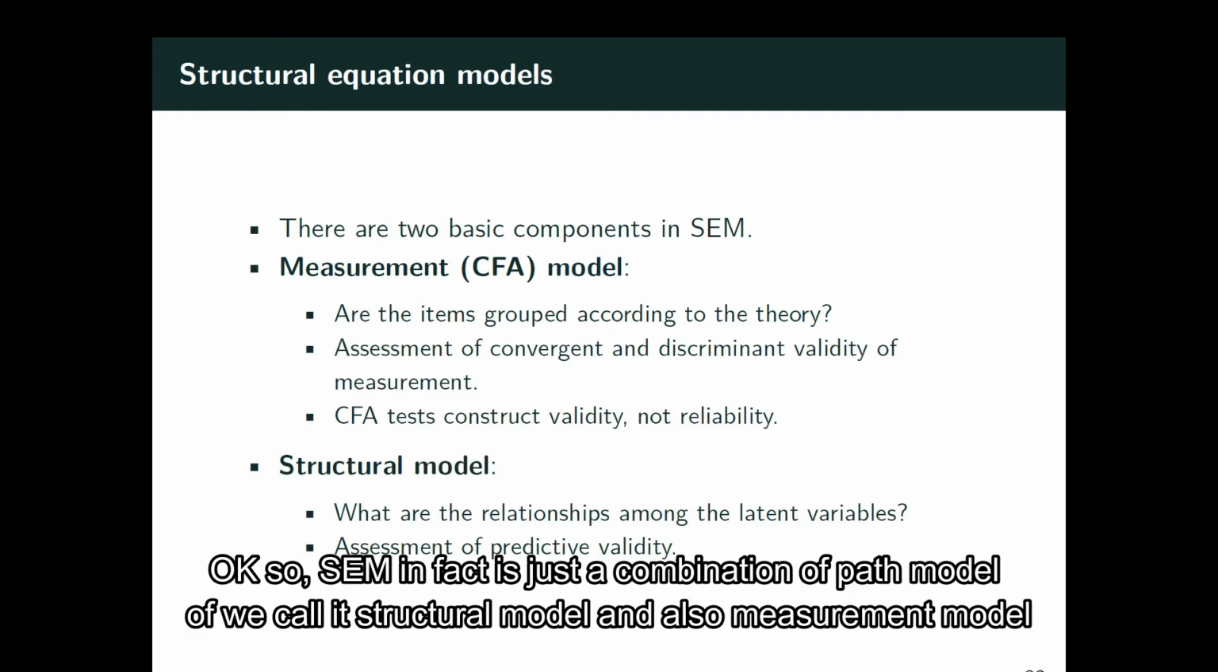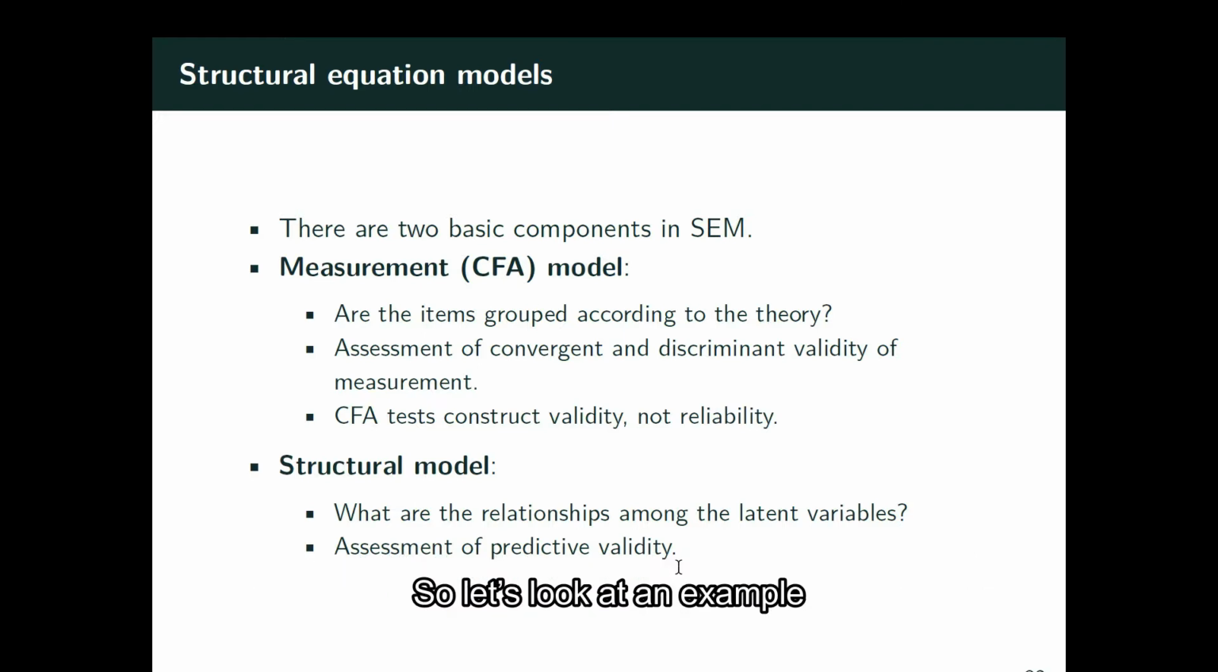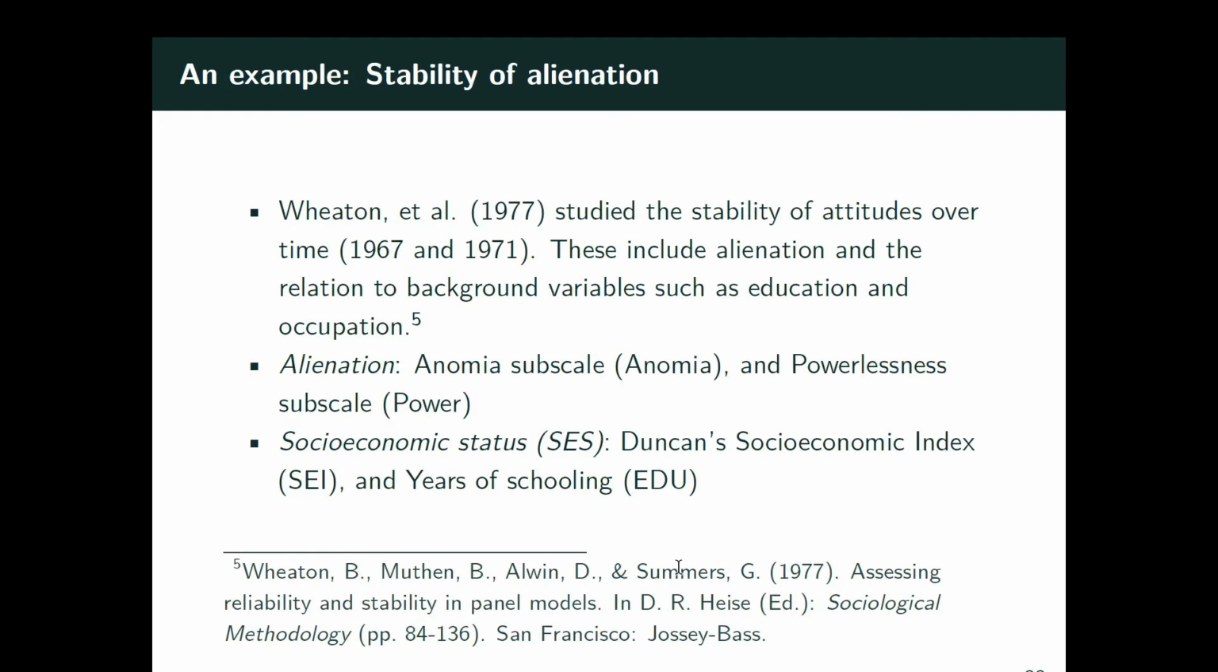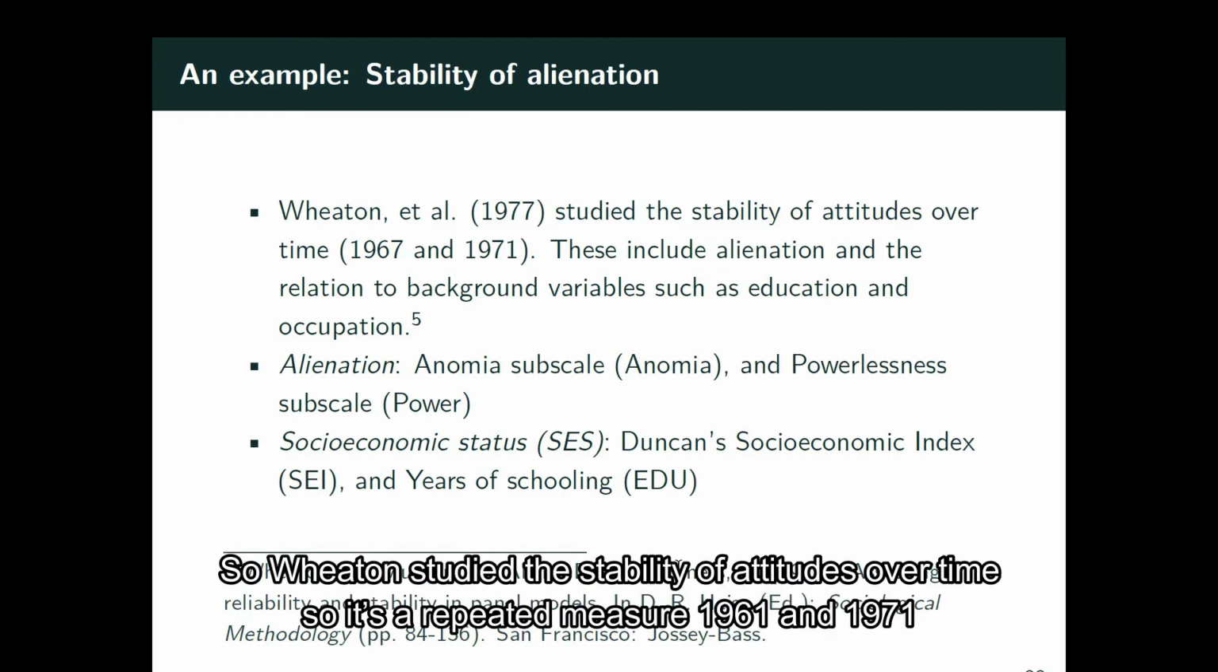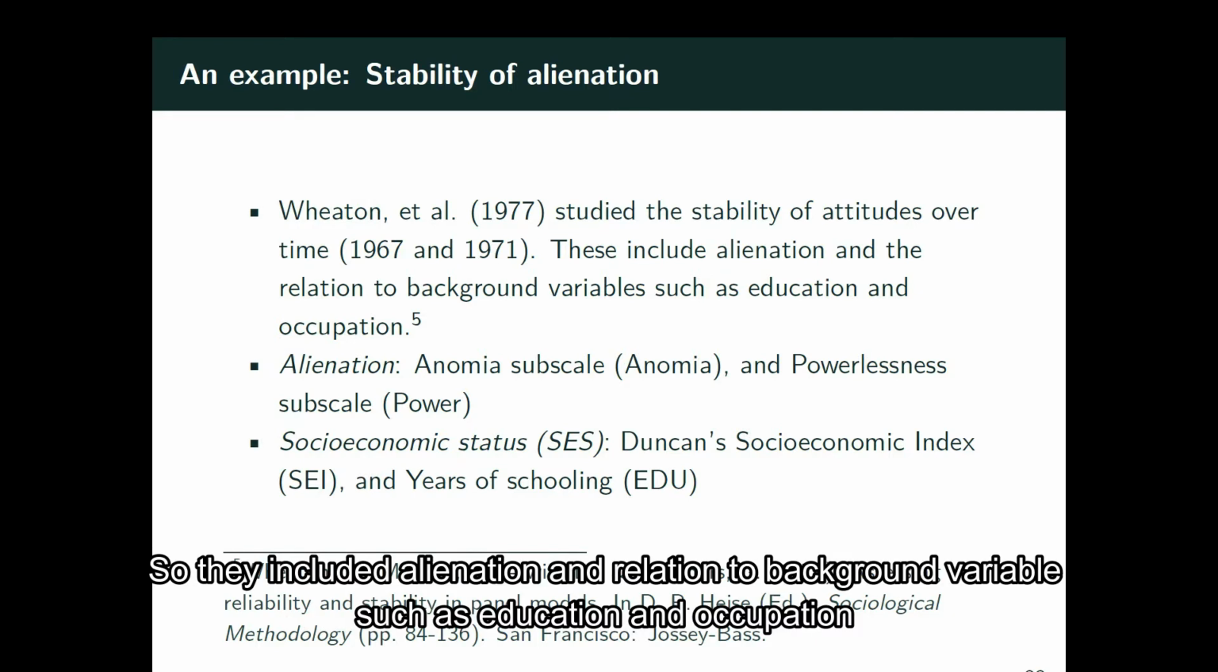Okay, so SEM, in fact, is just a combination of the path model, or what we call the structural model, and also the measurement models. Okay, so let's look at an example. This is a classic example in almost all SEM manuals. We studied the stability of attitudes over time. It's a repeated measure at 1967 and 1971. They included alienation and its relations to background variables such as education and occupation.